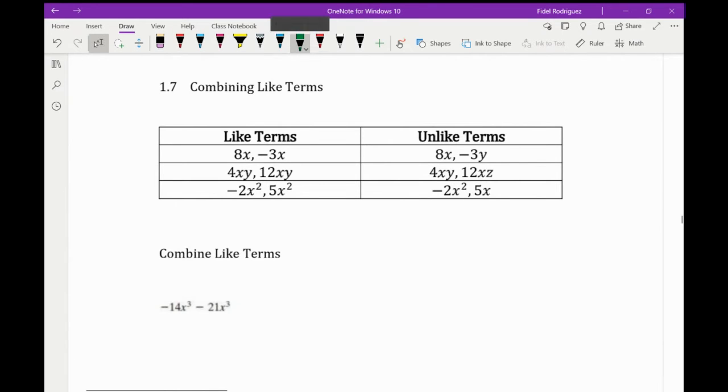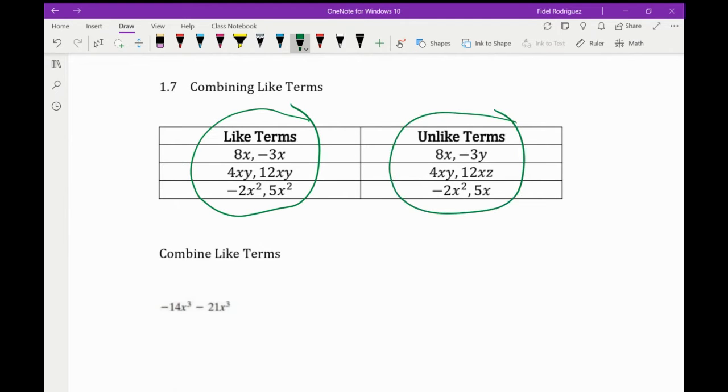So if you've had a chance to watch the videos, guys, here we have like terms, and these are unlike terms. And one of the things that makes something a like term is the fact that they're both x's, or they're both xy's, or they're both x squareds. Okay, the numbers aren't important, but they have to have the same variable, the same letter, and if they have exponents, those exponents have to be the same. So these over here are unlike because one's an x, one's a y, one's an xy, and one's an xz, not exactly the same. This one's an x squared, and this one is just an x. So that's the reason why those are unlike.